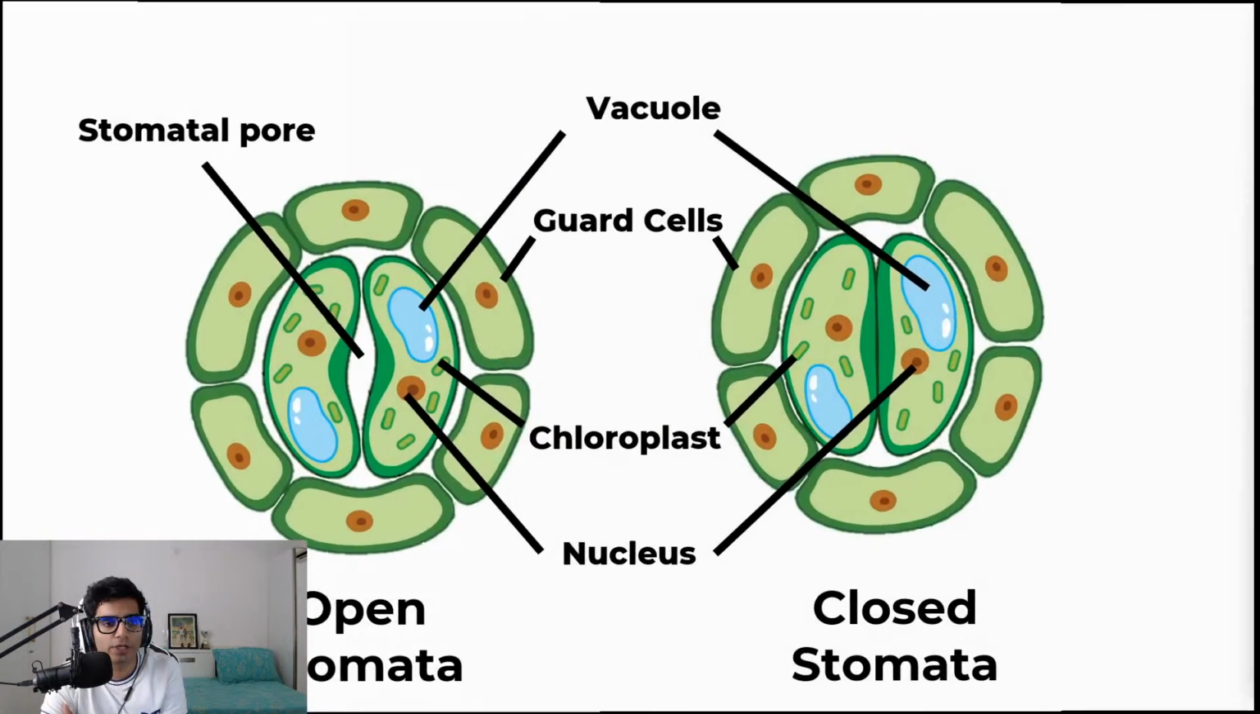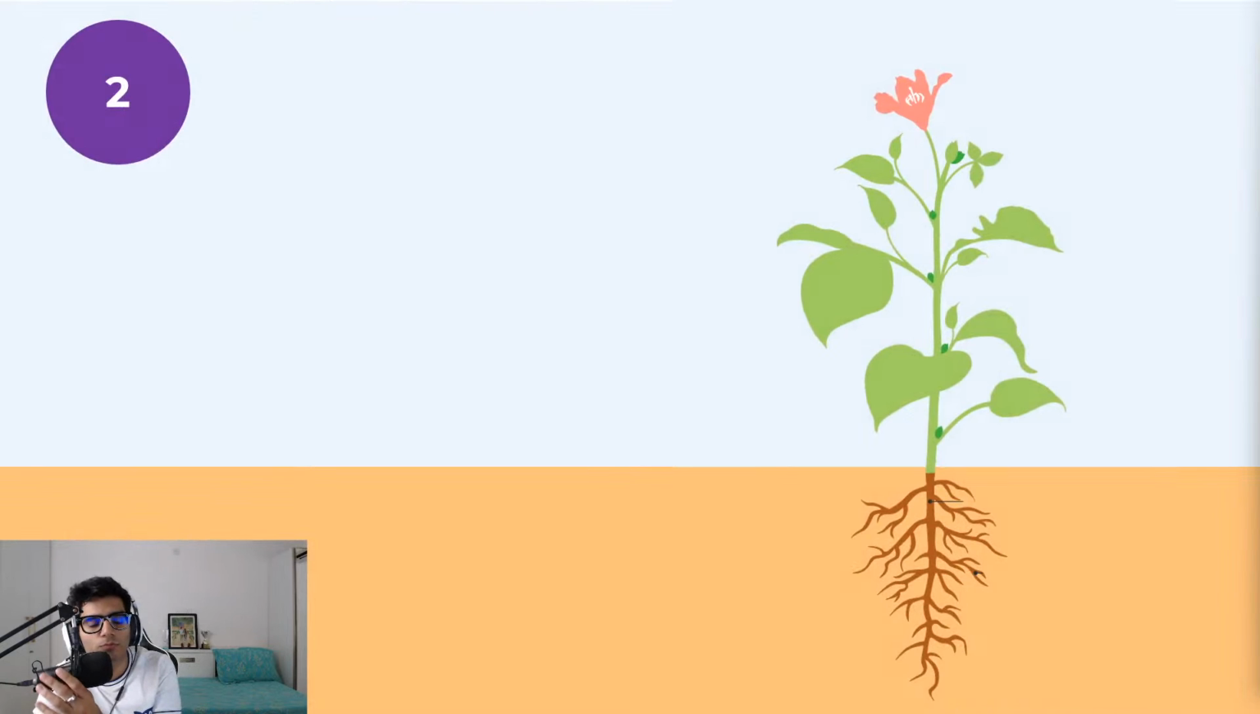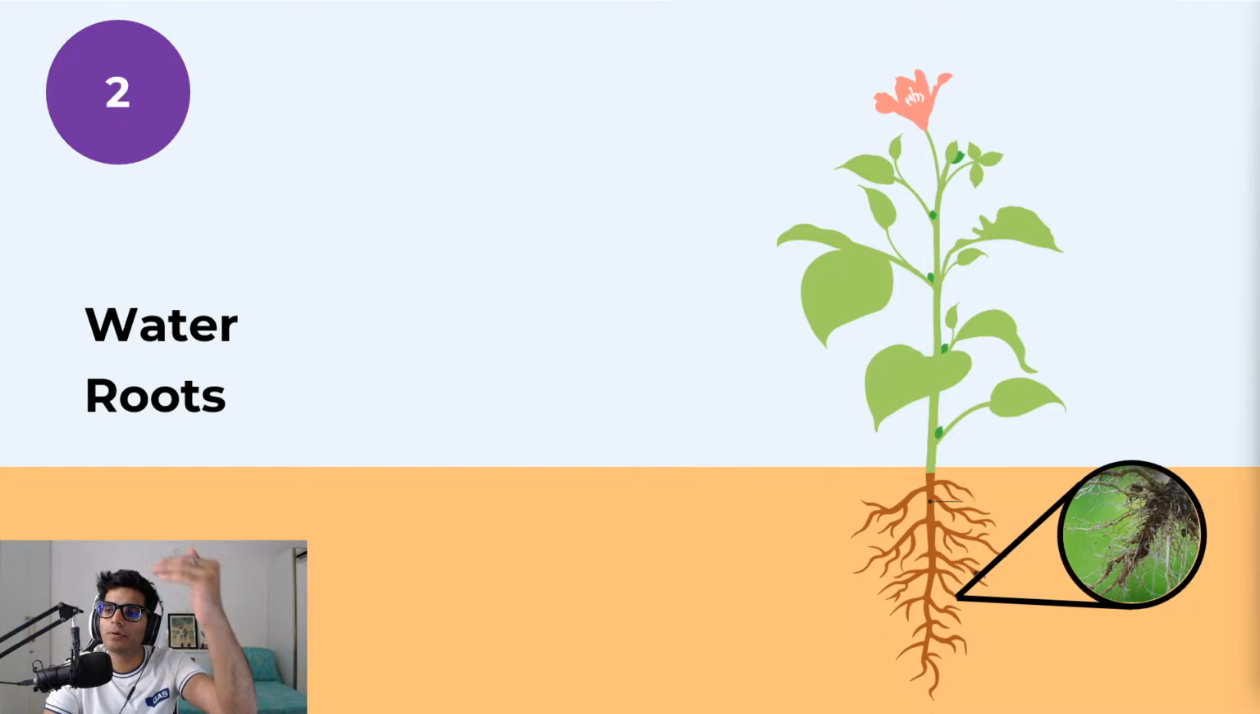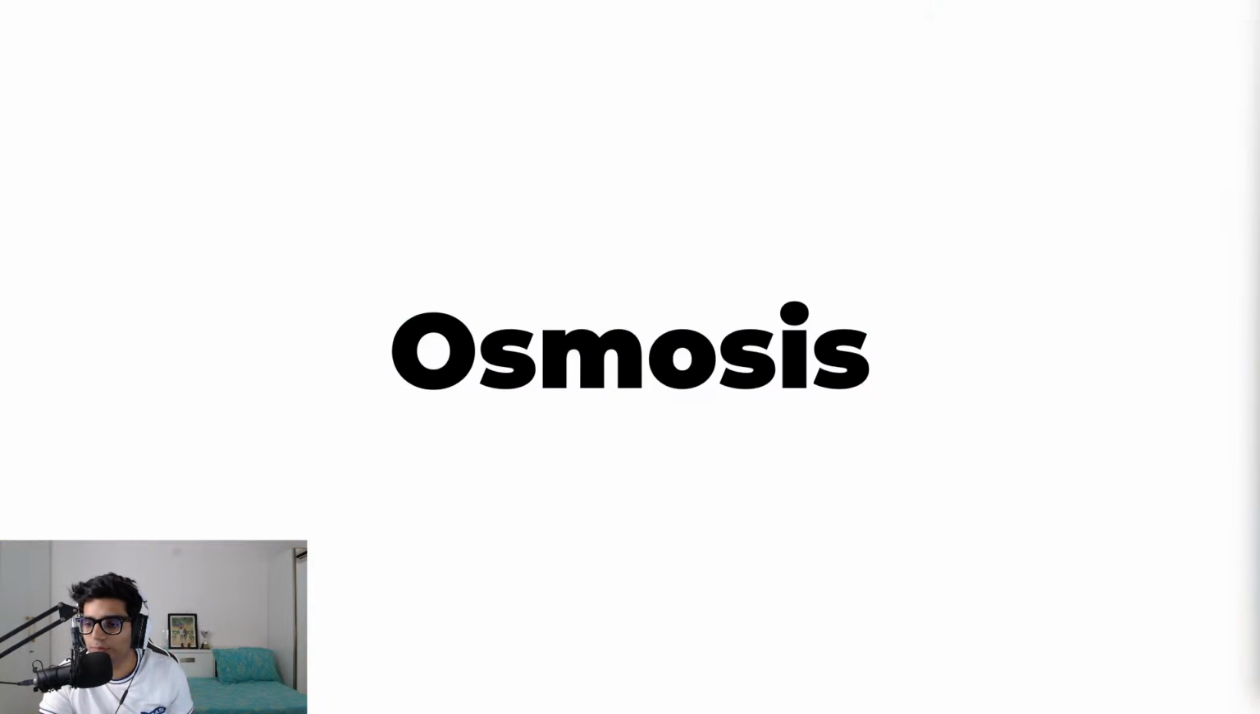So this is number 2, which is water. Water is very important. It goes into the roots, right? We add water into the soil, and it will go up. It has to reach the leaves. So how will it reach the leaves? It will reach through stems, right?